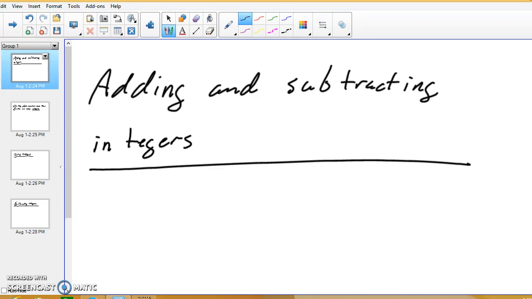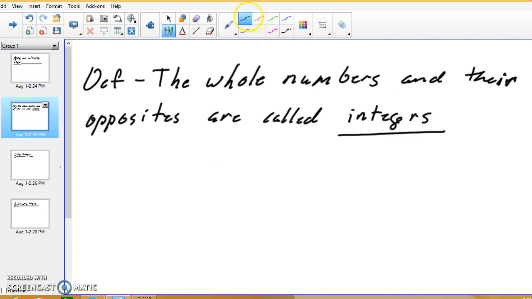In this lesson, we're going to learn how to add and subtract integers. So, first question, I guess, what is an integer? Well, the definition of an integer is the whole numbers and their opposites are called integers. So, what do we mean by that?